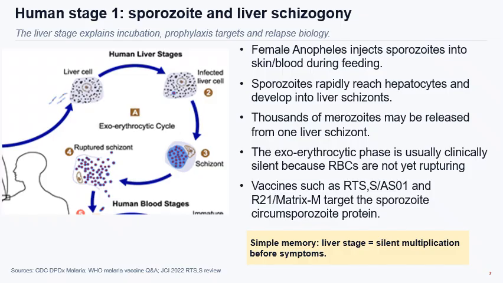The liver phase, therefore, helps explain the incubation period and the action of the pre-erythrocytic preventive strategy. It also explains why the RTS,S and the R21 vaccines target the circumsporozoite protein. Then they are trying to stop the parasite before or during hepatocyte invasion. So use this memory line. Liver stage equals silent notification before symptom. When symptoms begin, think of the blood stage.